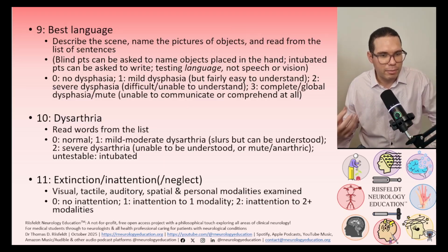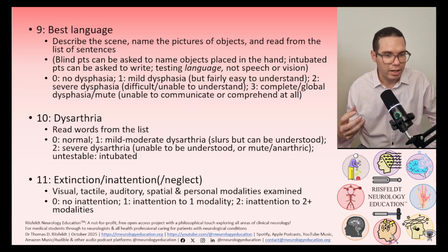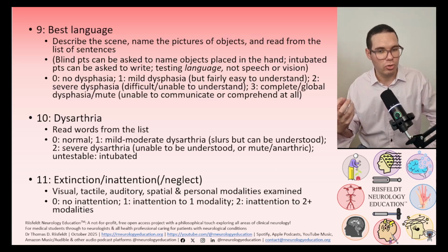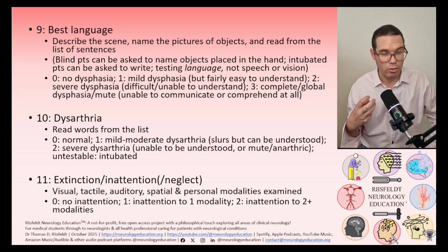The next item, item number 10, is dysarthria. So to do this, as per the NIHSS publication, you get the patient to read the words from the list that they provide. And this is scored from 0 to 2. 0 is a normal score. 1 is mild to moderate dysarthria. So what that means is the patient slurs, but they can still be understood. So you can still make out and figure out what they're saying, and you can still communicate with them. And 2 is severe dysarthria. So this is the patient is so dysarthric that you really just can't understand what they're saying, or they're just completely mute or anarthric, in other words.